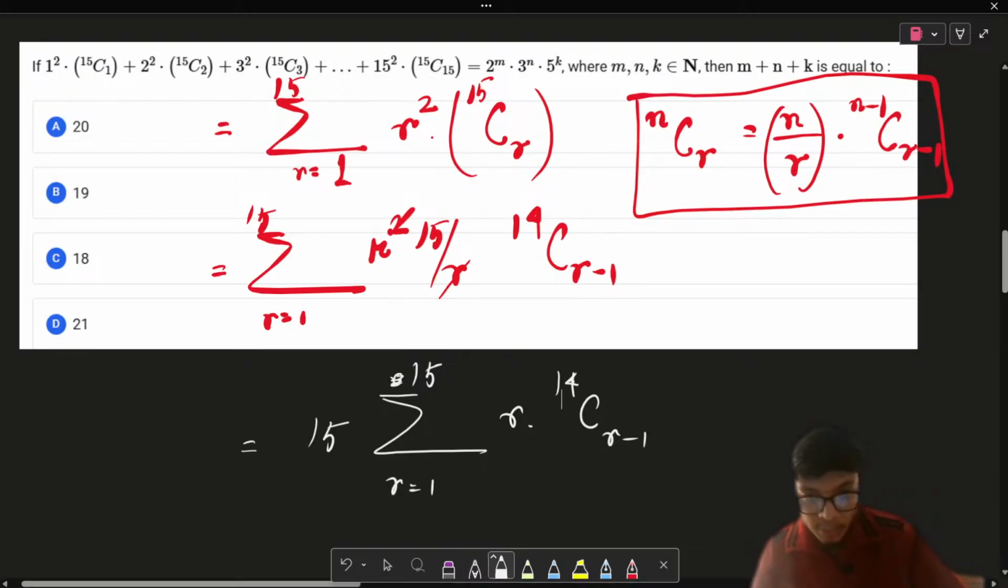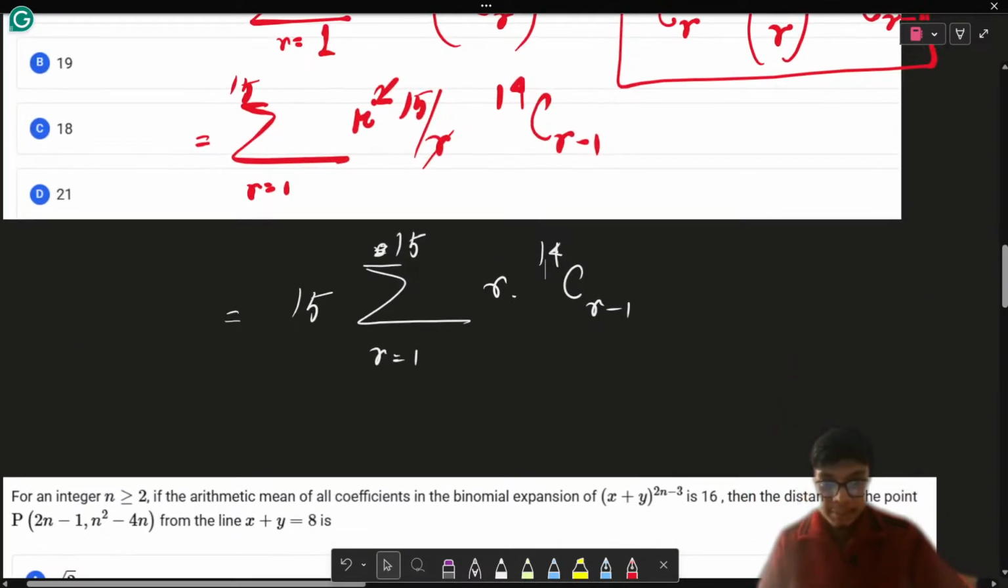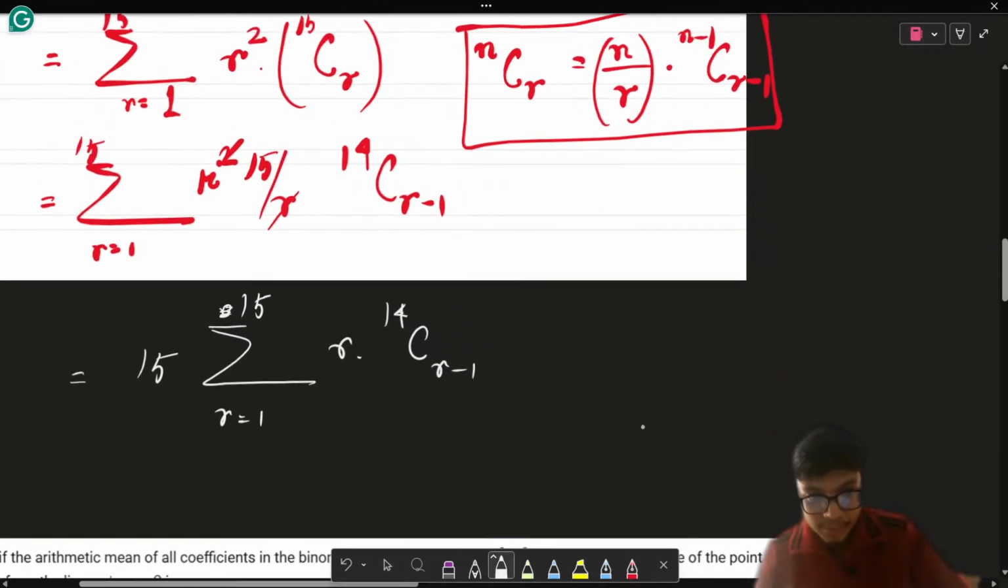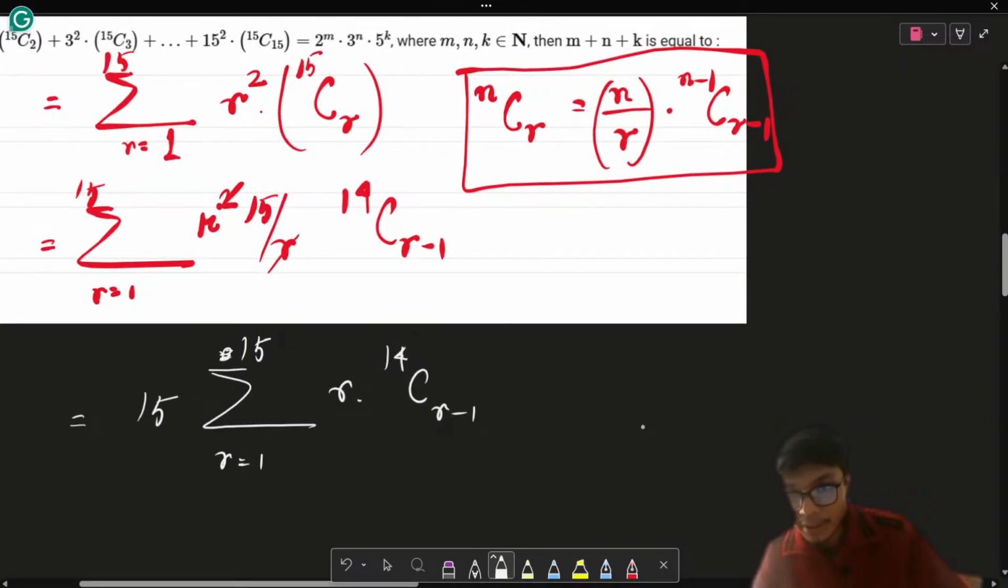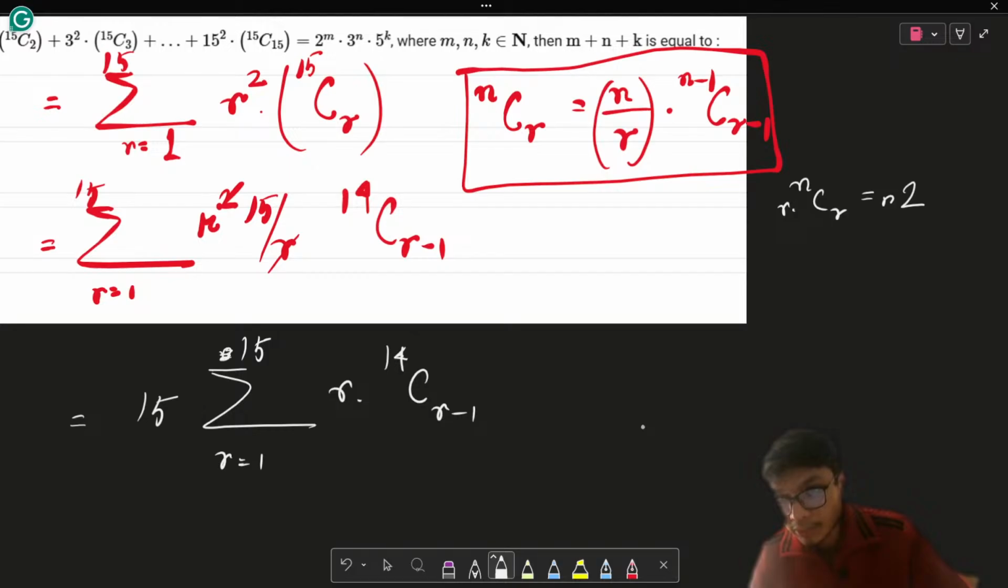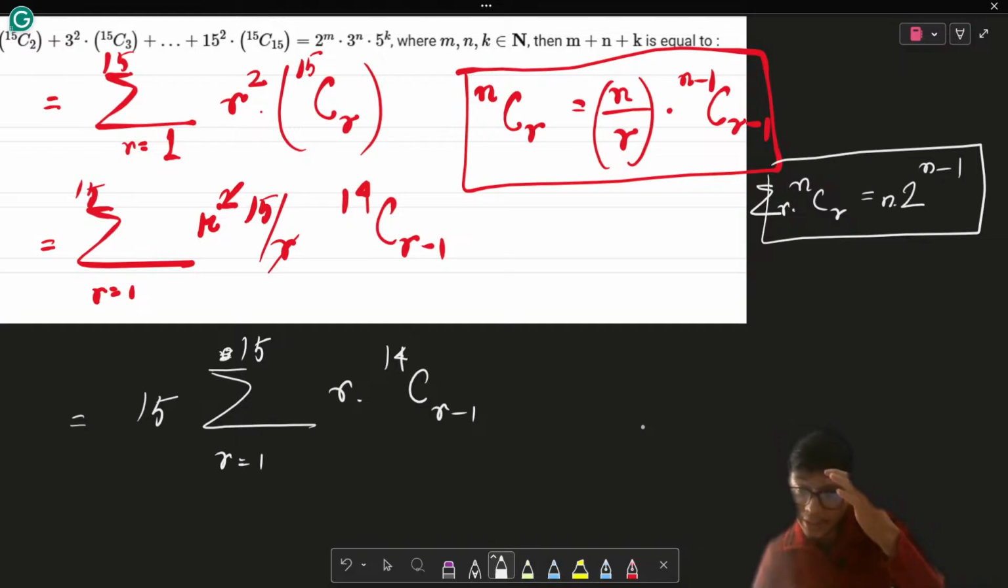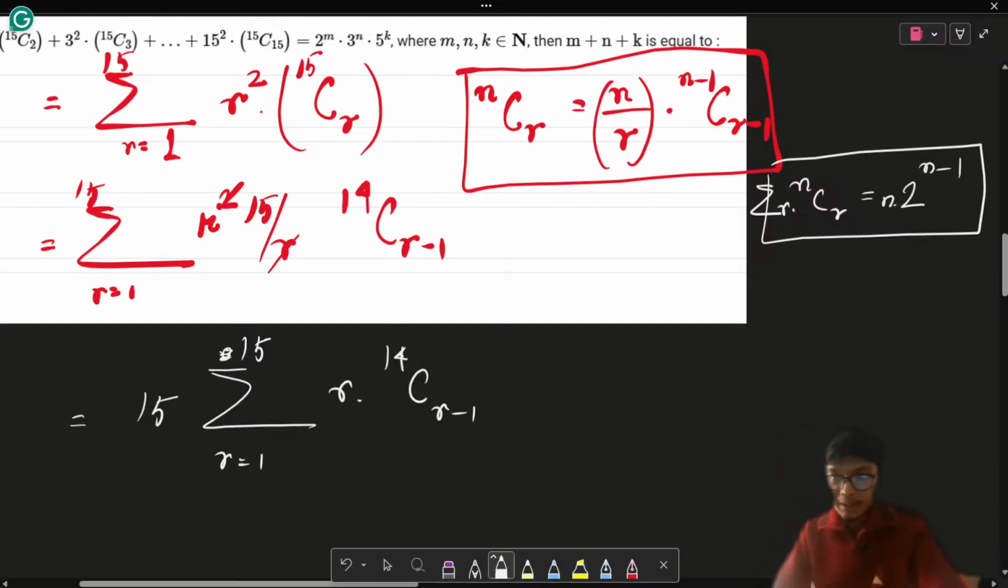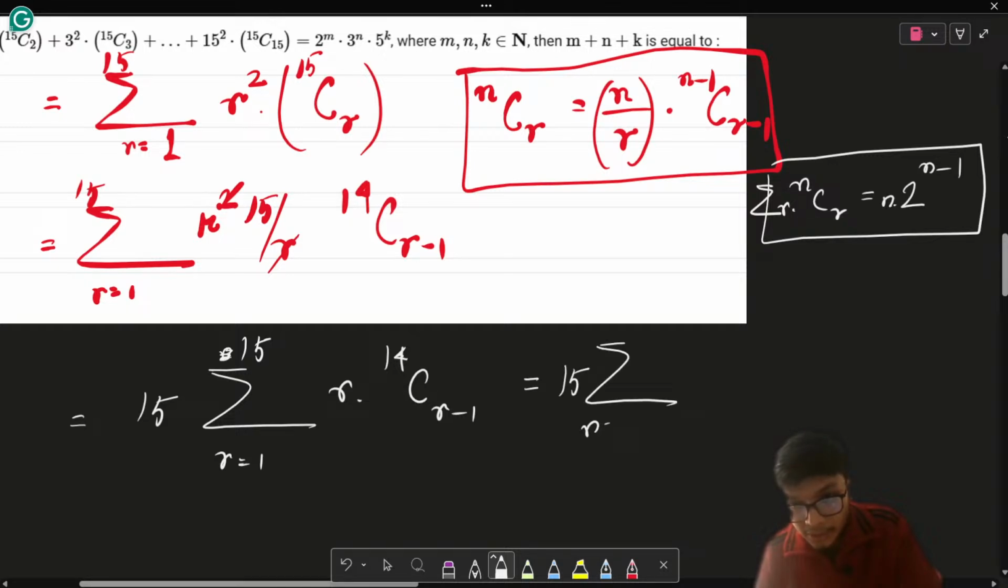Now, to simplify this problem further, let me try to express the summation. If you remember the summation of nCr times r, it is wonderful. That is basically n times 2 to the power n minus 1. But if you don't remember, we can also modify this problem. So 15 is outside the summation operator, and we have the summation from r equals 1 to 15.